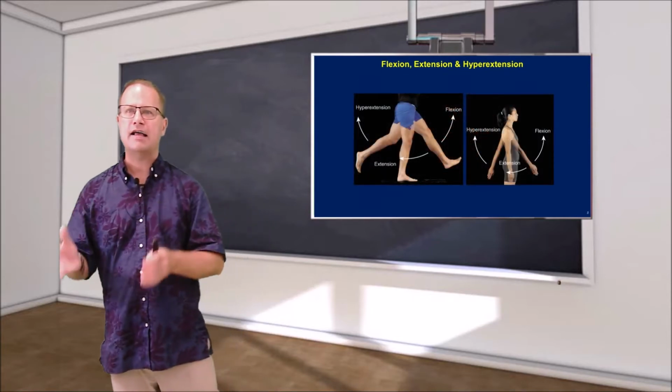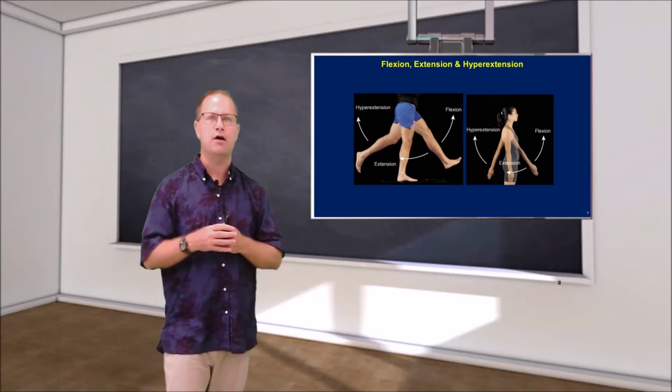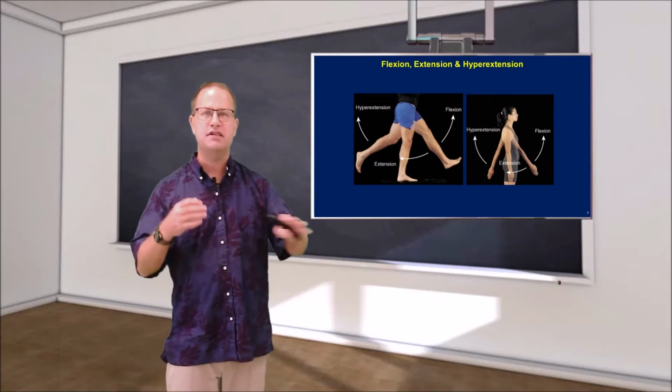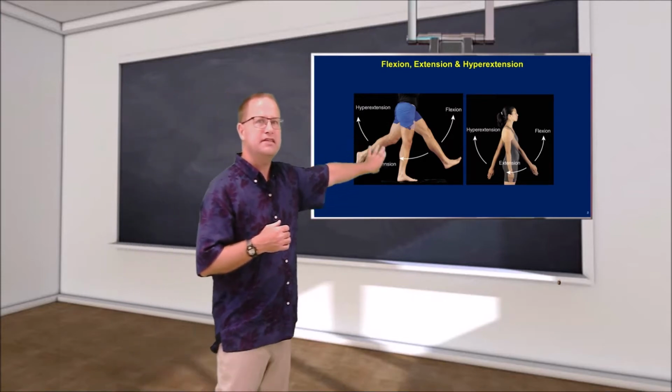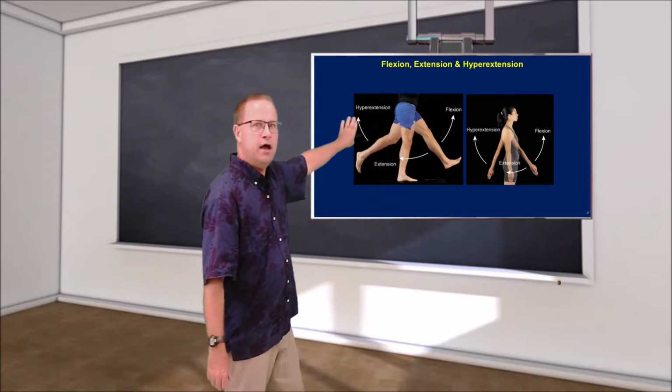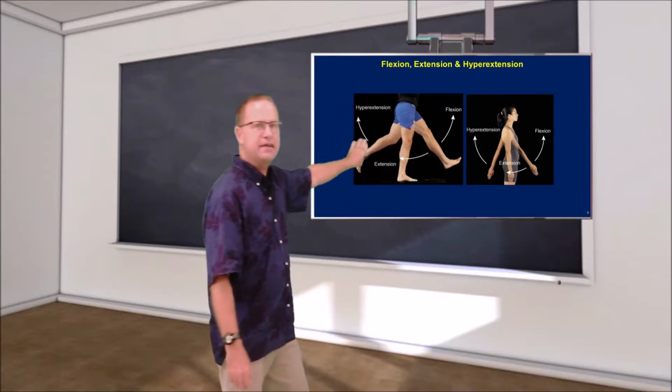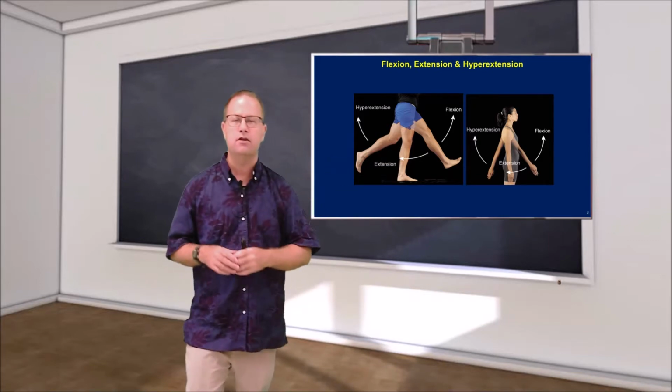Okay, we can even flex and extend our hip joint and our shoulder joint as well. So you can see what's going on in our hip there. We're normally extended, that standard anatomical position. Up here we are flexed, and then back here we're hyperextended. Now let's take a look at the next picture.